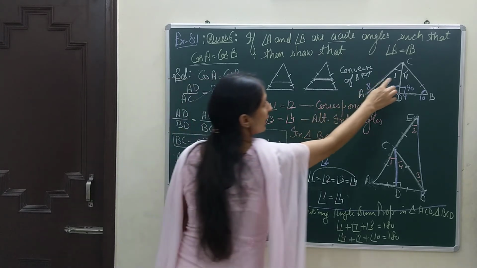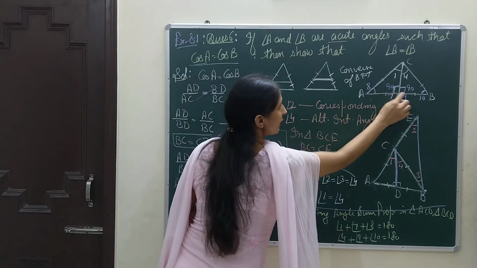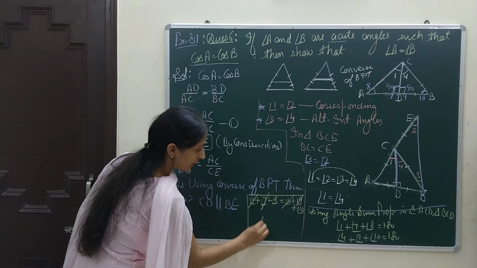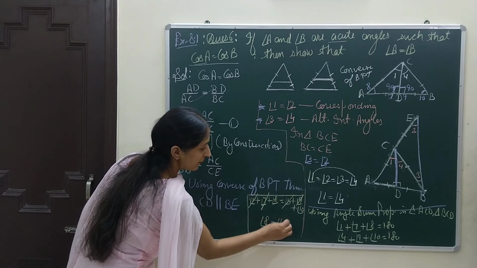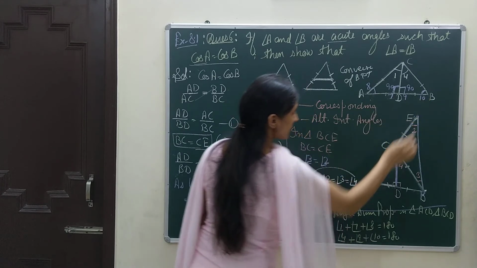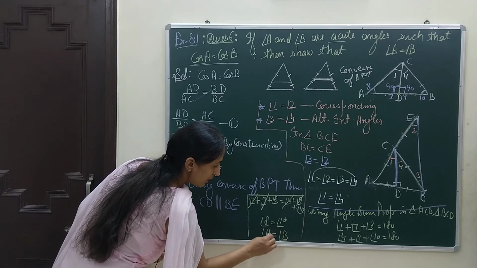But we know 1 is equal to 4, so we can cancel 1 and 4. Also 90 equals 90, which means 7 is equal to 9. Since angle 7 and angle 9 have the same value, angle 8 is equal to angle 10. What is angle 8? This is angle A. And what is angle 10? This is angle B. So we have got angle A is equal to angle B.